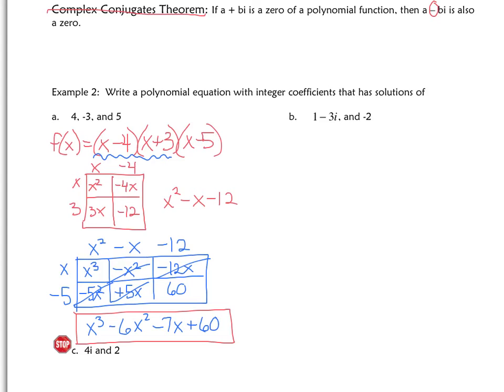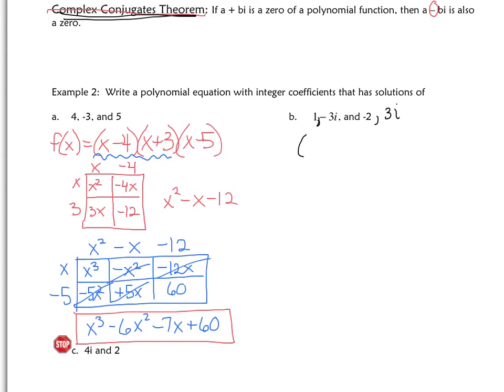All right, let's take a look at example B. Now, I want you to add a comma here between the 1 and minus 3i. So they gave us the zeros of 1, negative 3i, and negative 2. Now, up here, remember the complex conjugate theorem, i's always come in twos. So if negative 3i is a 0, that means positive 3i will also be a 0. They don't list them, but you have to know that i's, just like in nature, come in twos. So here is how I would write this out.